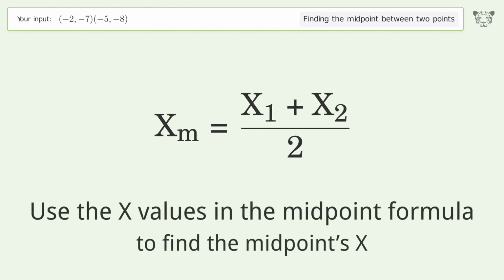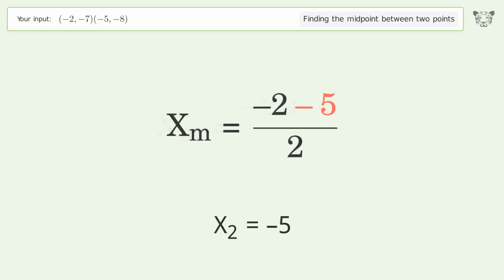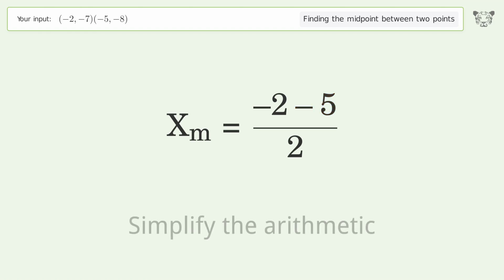Use the x values in the midpoint formula to find the midpoint's x. x1 equals -2. x2 equals -5. Simplify the arithmetic.